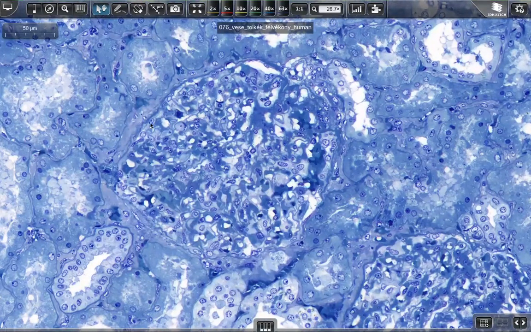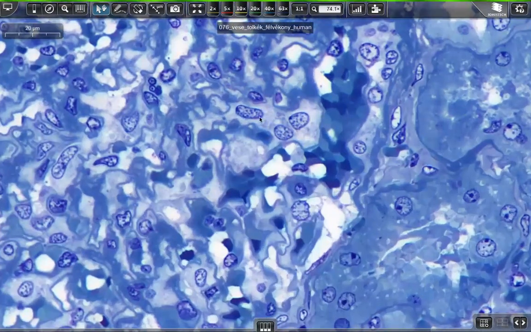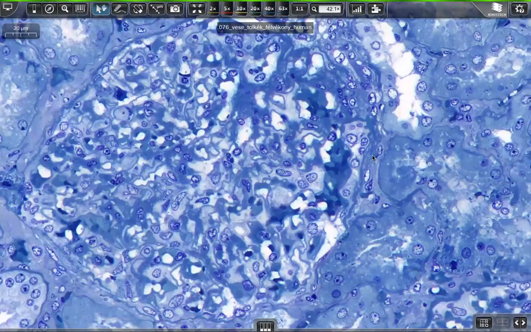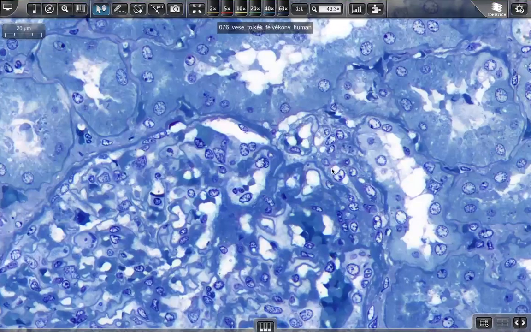So this is the glomerulus onto the surface. We have the nuclei of the podocytes. Here we have the parietal lamina of the Bowman's capsule. This is the vascular pole. Here we have some vessels, and that is a distal tubule. This is a distal tubule, so that's the macula densa.